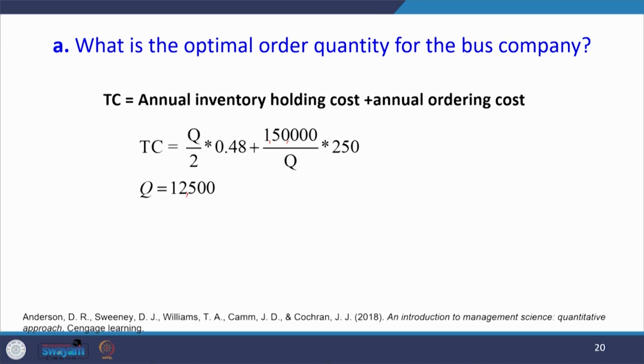To know the Q star, there are two ways. One, we can use our traditional formula. Otherwise, we can solve these equations by using the concept of nonlinear programming, and you will get a Q star.